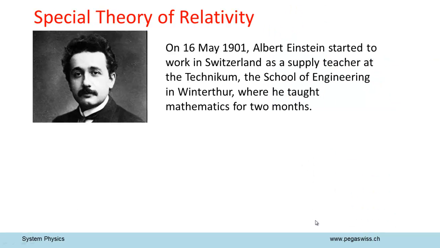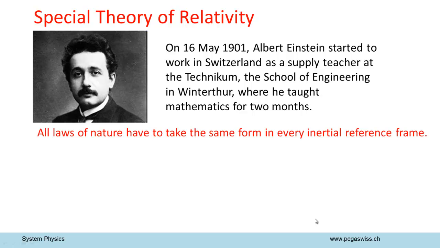First, a preliminary remark. On the 16th of May of 1901, Albert Einstein started to work in Switzerland as a supply teacher at the Technikum, the School of Engineering in Winterthur, where he taught mathematics for 2 months. In 1905, Albert Einstein compared mechanics with electrodynamics. He concluded from his results and following Ernst Mach's ideas that all laws of nature, not only the laws of mechanics, have to take the same form in every inertial reference frame.